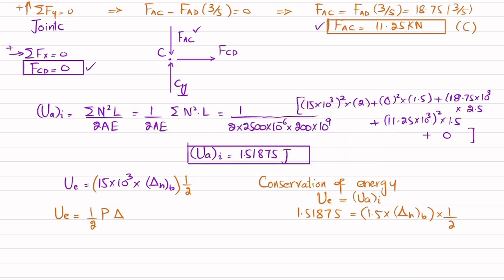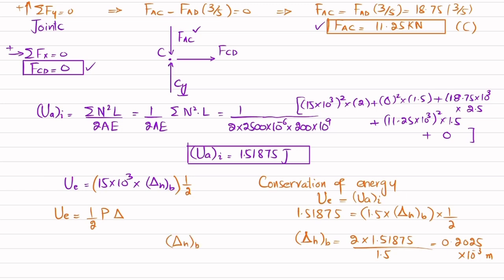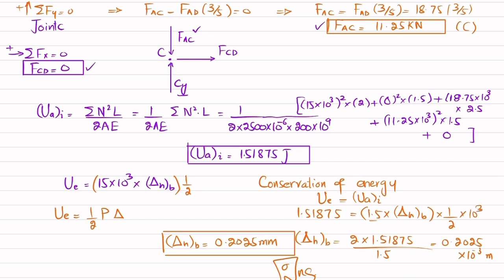And from here, you will get delta HB will be equal to 2 multiplied by 1.51875 divided by 1.5, and that comes out to be 0.2025 into 10 to the power minus 3 meter. Or you can see that horizontal displacement of point B will be equal to 0.2025 millimeter, which is the answer of this question. And as we know that 1.5 kilonewtons, so I will multiply it with 10 to the power 3 as well, so that you should have this answer.